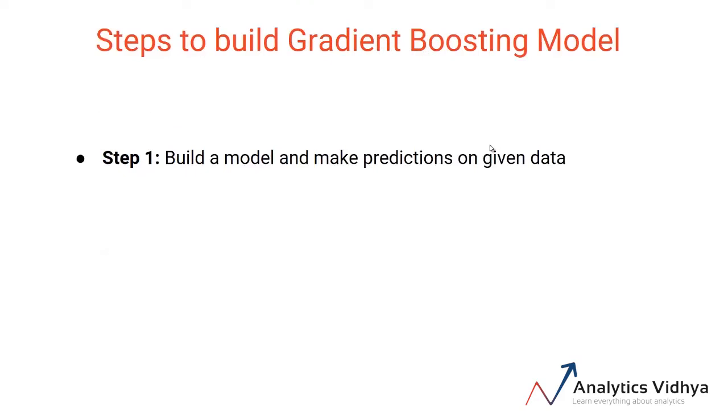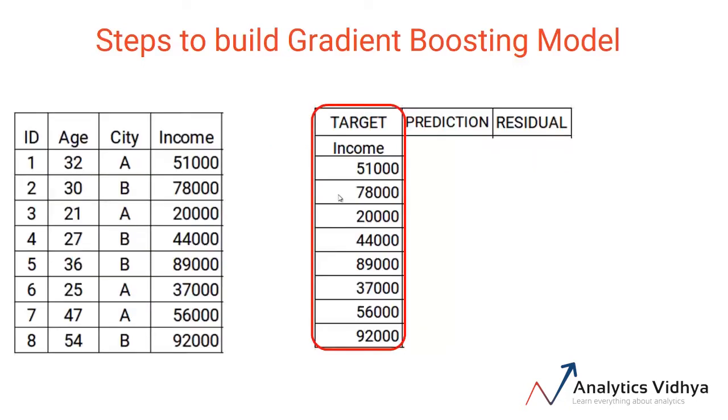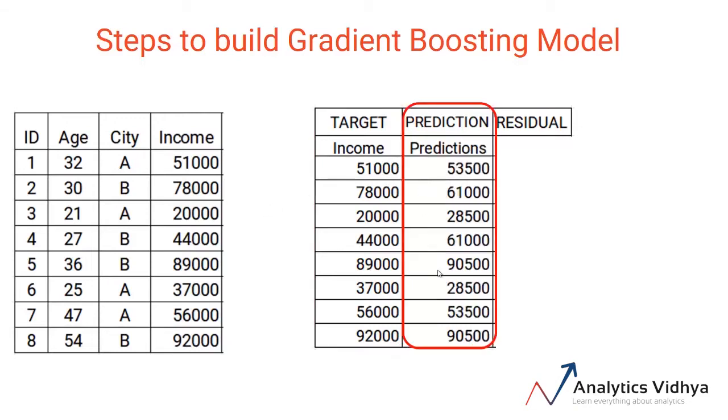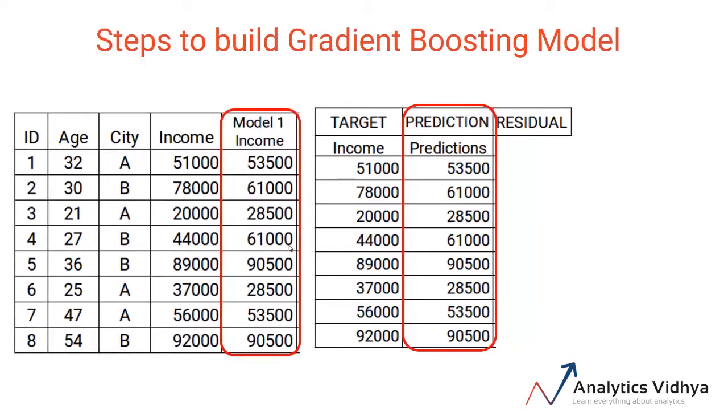So the first step is to build a model on the given data and make predictions. Let's go back to our data. For the first model, my target will be the income values given in the data. So I've set the target as the original income values, and we build the model using the features age and city with the target income. Using this trained model, we'll be able to generate a set of predictions, which are as follows. The first model gave me the predictions for ID1 to be 53,500, for ID2 to be 61,000, and so on. Now I'm going to store these values with my data. And this is where I complete my first step.